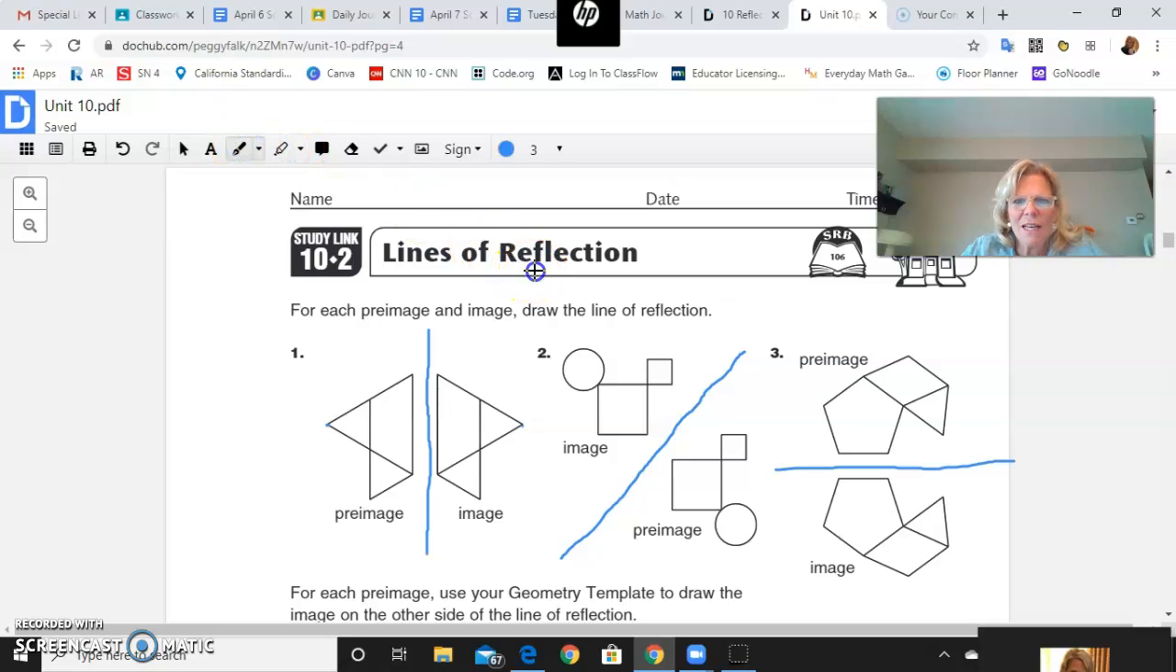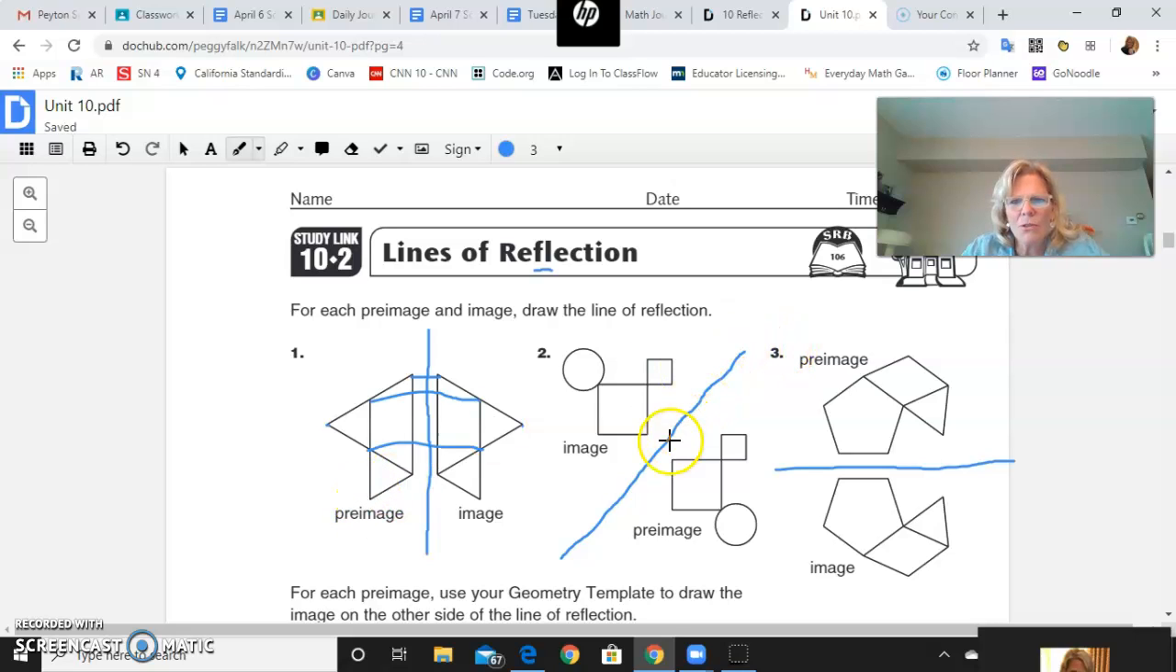And in reflection, it's like a flip. So it's basically you flip that over that line. So just to check, make sure each point is exactly the same distance over that line. Now this is not perfect because my lines aren't exactly straight, but that's how you can check.